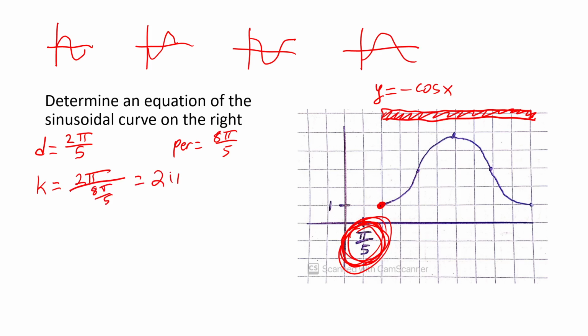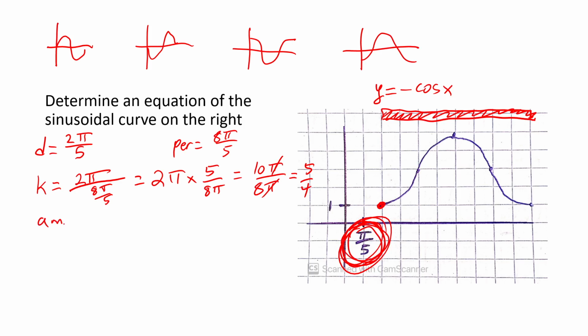So that's the same as 2 pi times 5 over 8 pi. We end up with 10 pi over 8 pi. The pi's cancel, and we're left with just 10 over 8, which is the same as 5 over 4. So there's our k value.